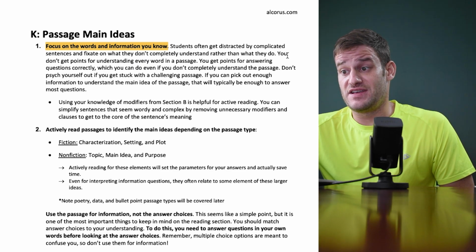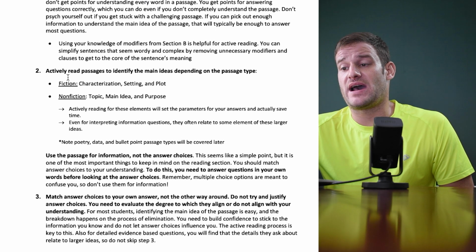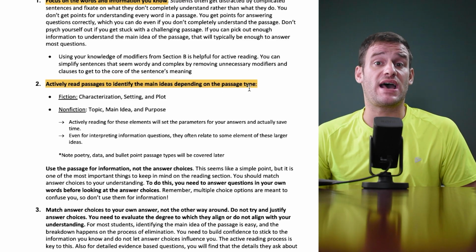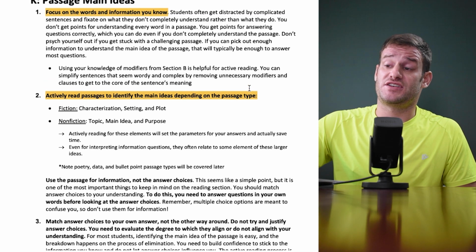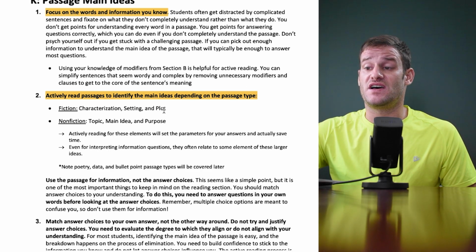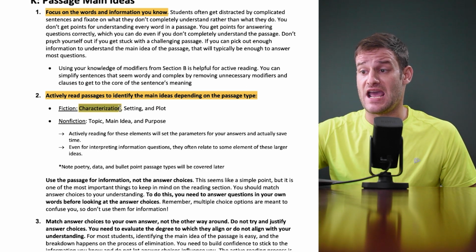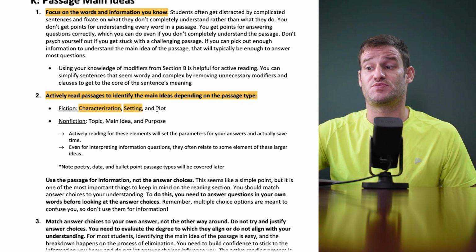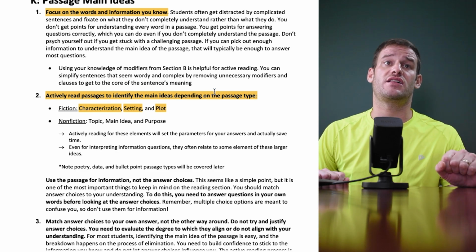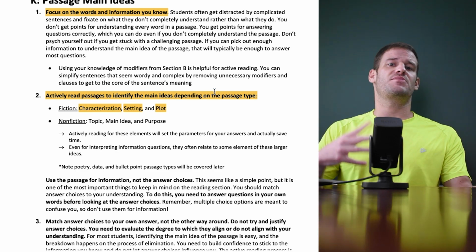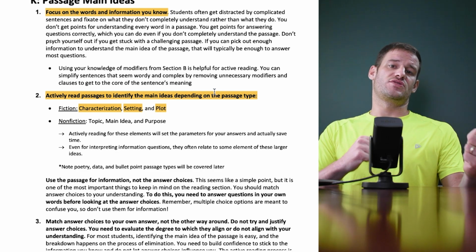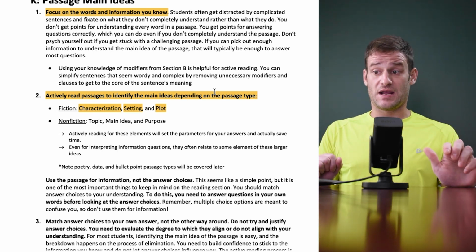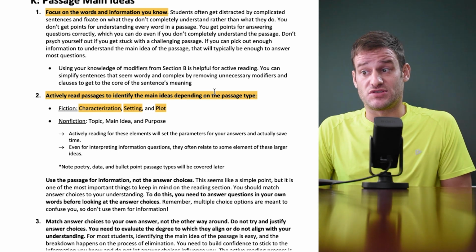Okay, the second thing, and really the biggest thing, is to actively read passages to identify main ideas, and this will depend on passage type. So for fiction, we want to focus on elements of characterization, setting, and plot. Characterization means not just the names of the characters, but what can we tell about those characters' personalities? What can we tell about the relationship? Maybe that's revealed through dialogue, or maybe through their connection to some sort of setting. But characterization tends to be the most important.